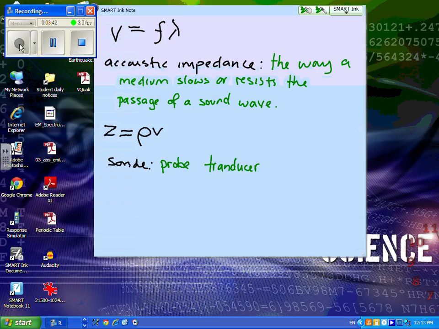Z equals rho V, so acoustic impedance equals density times the velocity. That's Z, acoustic impedance. And the last word was piezoelectric effect. Something that produces electrical charge when it's compressed. Or they just say a crystal or material which produces a voltage when compressed. That's piezoelectric.